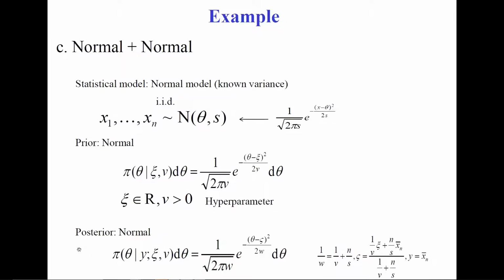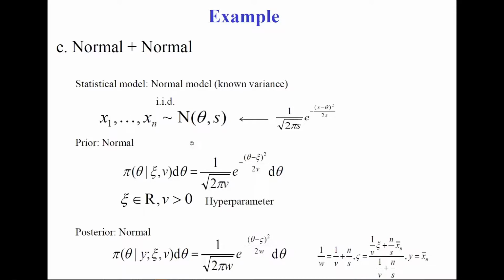Now let's go to the final example: normal distribution plus normal distribution. The statistical model is given by a normal distribution with the mean parameter unknown, and the variance parameter S known here. We write the normal distribution, denoted by capital N, (theta, S). Theta denotes the mean parameter.